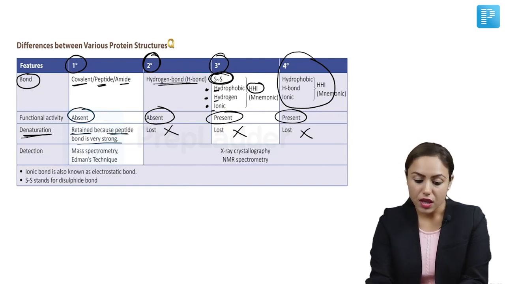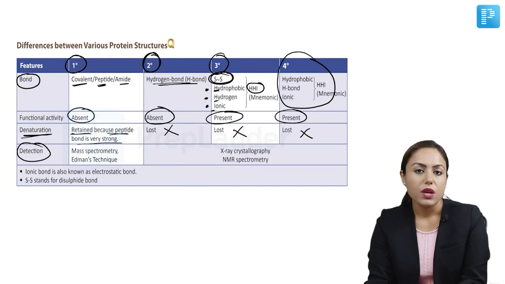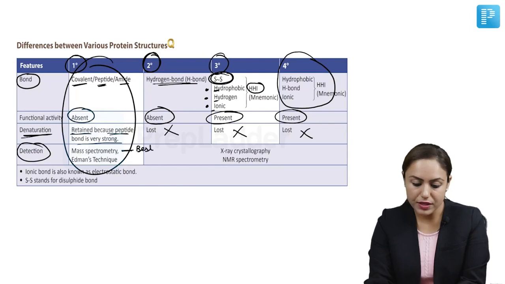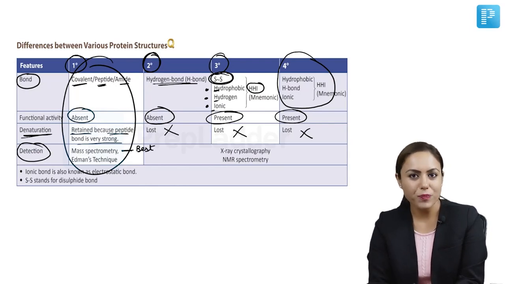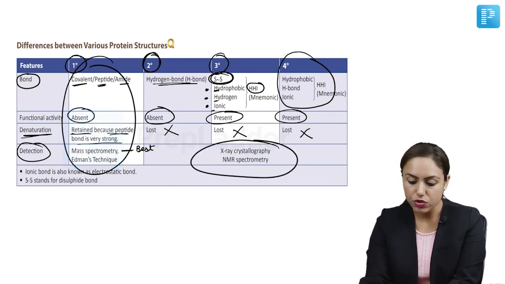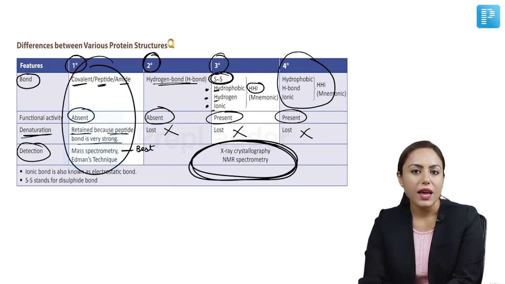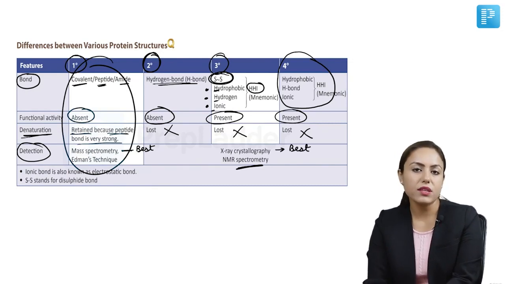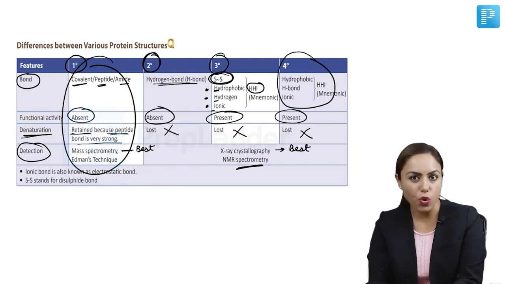Then the next point is how to detect their structures. To detect primary structure, there are 2 techniques, mass spectrometry and Edman's technique. The one I have written first, mass spectrometry, is the best technique for primary structure, okay? Then for secondary, tertiary and quaternary structures, there are 2 techniques again, X-ray crystallography and NMR spectrometry, okay? The one I have written first is best, that is X-ray crystallography is best for the detection of secondary, tertiary or quaternary structure of proteins, right?